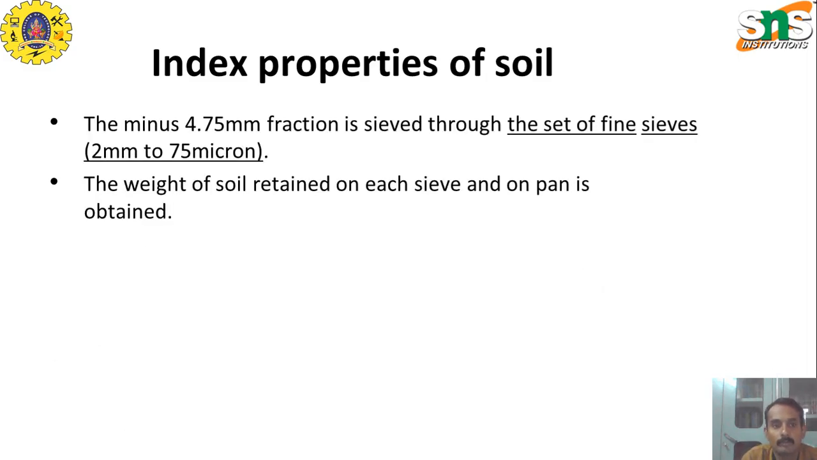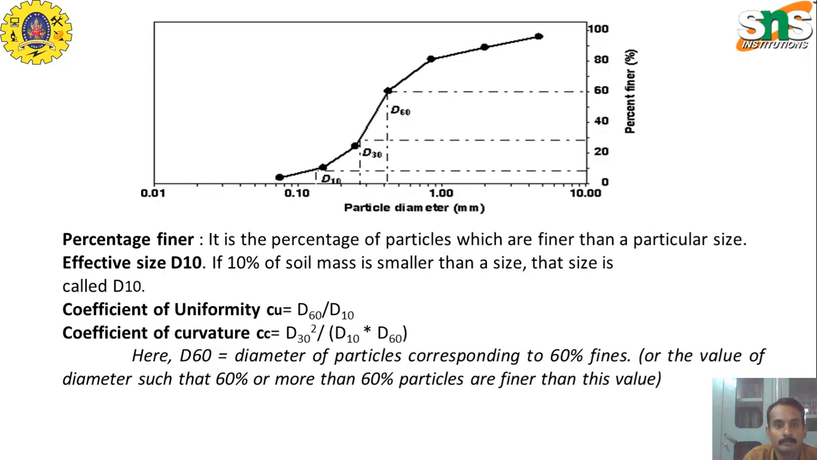The minus 4.75 mm fraction is sieved through a set of fine sieves, that is from 2 mm to 75 micron. The weight of soil retained on each sieve and pan is obtained, and a graph is plotted against particle diameter along the x-axis and percent finer along the y-axis.